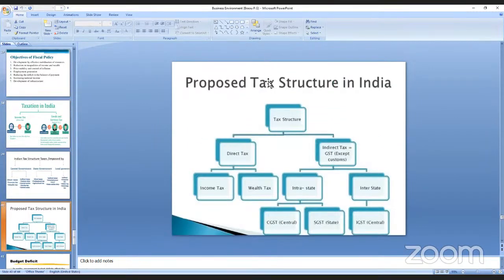And next is the proposed tax structure in India. I think we have this question. You can take this one, it is a flow chart. Take a screenshot. Proposed tax structure in India.